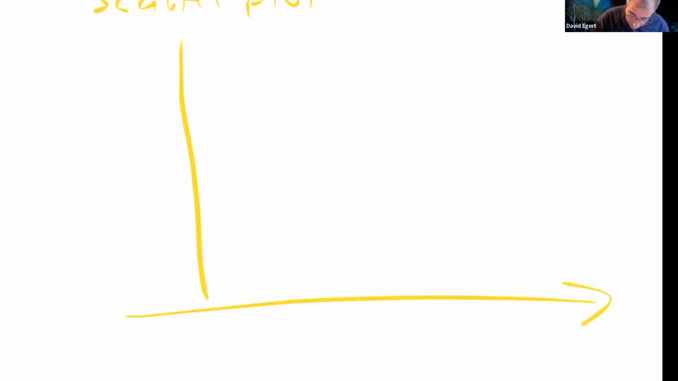So scatter plot, again, I know you've done this in 110 as well. The idea of a scatter plot, typically on your x-axis, the abscissa, is where you put your independent variable. The y-axis, or ordinate, is typically where you put your dependent variable. And then each individual is going to be a dot on this graph, and then we can look for trend lines.